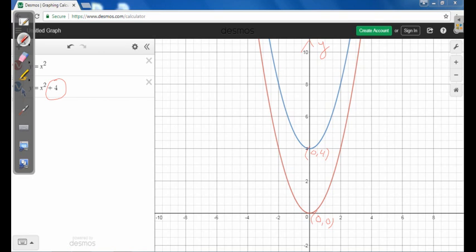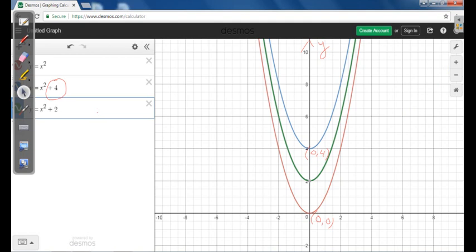Now, what do you expect for the second one, which is x squared plus 2? Sorry, I messed up. I put plus 4 first. So if I have y equals x squared plus 2, what do you expect? What would be my vertex? (0, 2). You see that the green one has its vertex at (0, 2). So I can say that I have a vertical translation 2 units up.